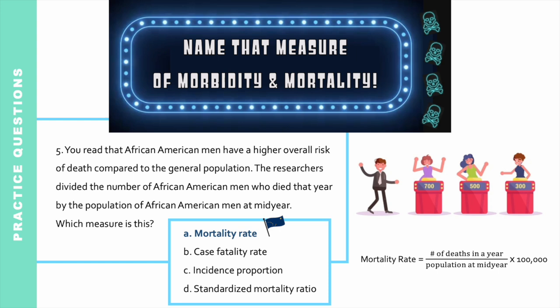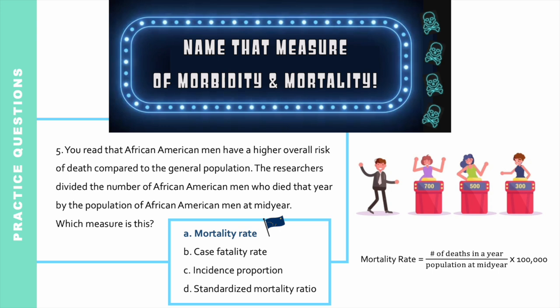For case fatality rate, we were dividing the people with a certain disease who died during a specified time period following diagnosis by all the people with that disease. In contrast to mortality rate, where we're dividing the deaths that occurred that year by the population at mid-year, not just the people with a certain disease. Mortality rate sometimes approximates the incidence rate if case fatality rate is high and survival duration is short.